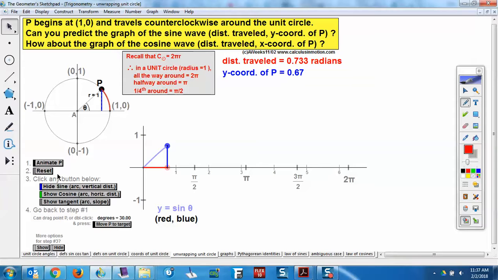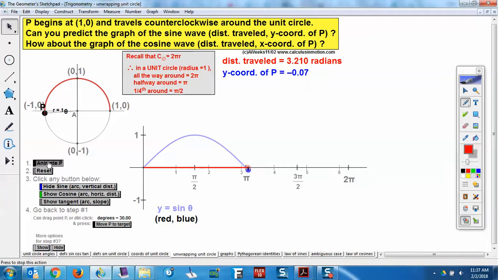Blue's getting bigger and bigger and bigger until where? Until 1. That's the biggest y can be, right? So the biggest sine can ever be is 1, right? And that's why it peaks there. Now it comes back down. Now look at that blue thing. It's coming back down. Okay? And now it's back to 0.